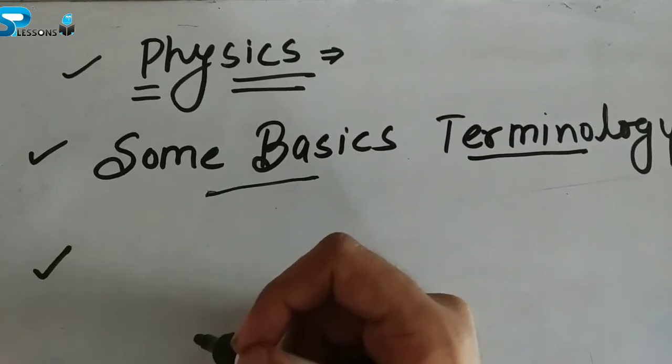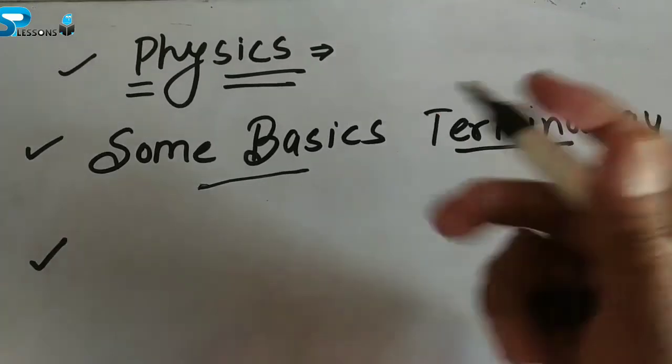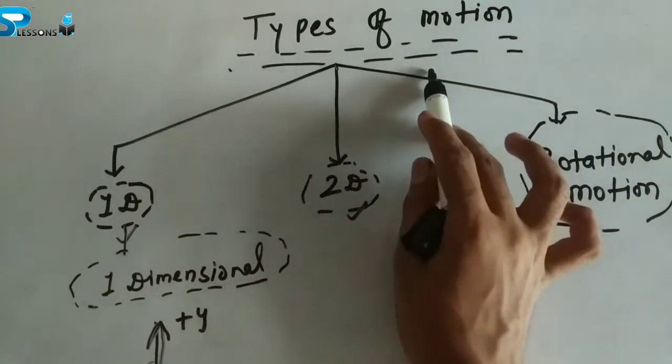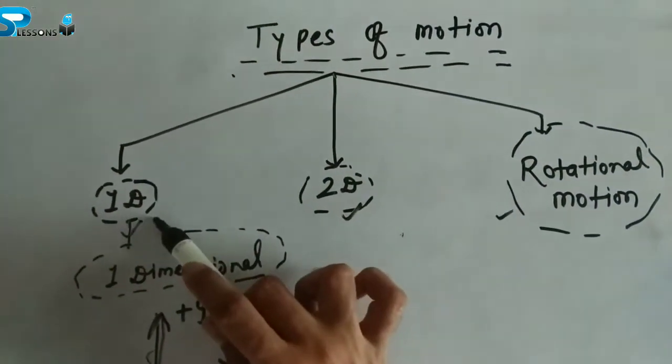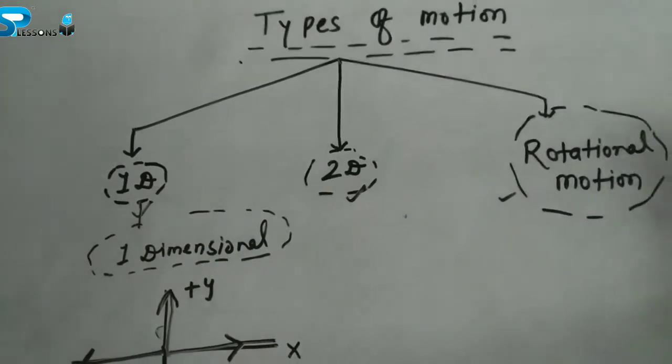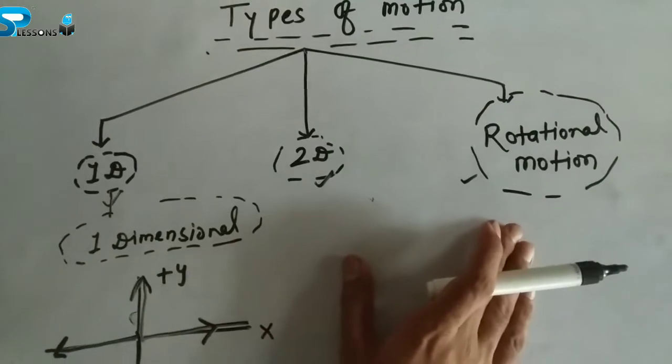So without wasting any time, let's start the topic. First of all, we see the types of motion in physics: one-dimensional motion, two-dimensional motion, and rotational motion. Generally, these types of motion are seen in your life.